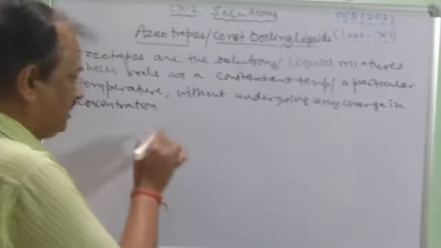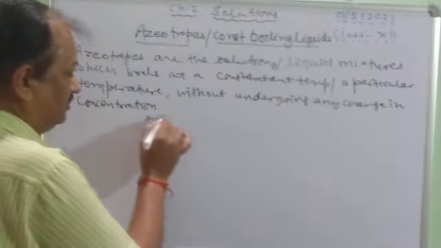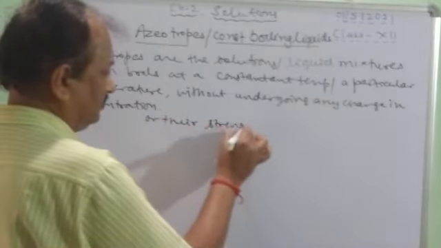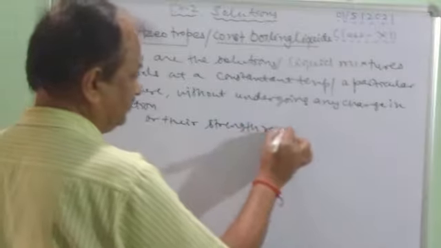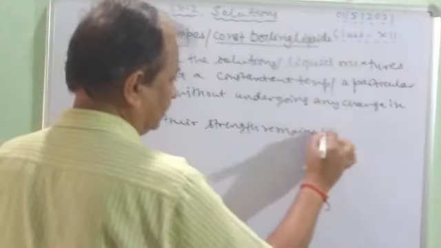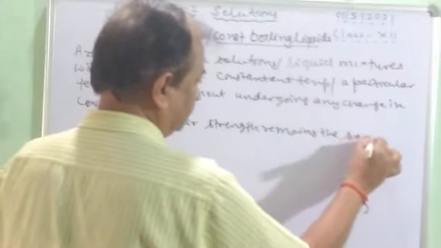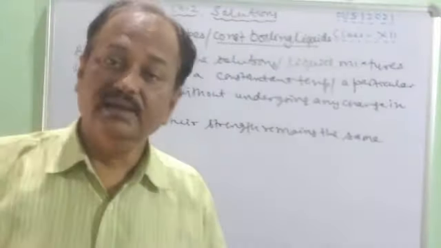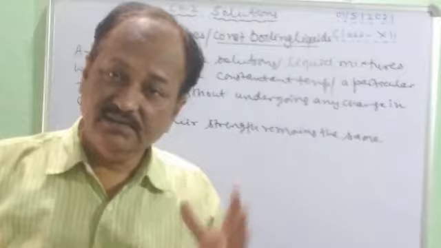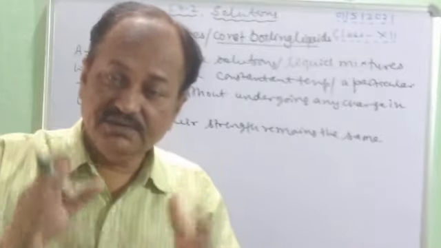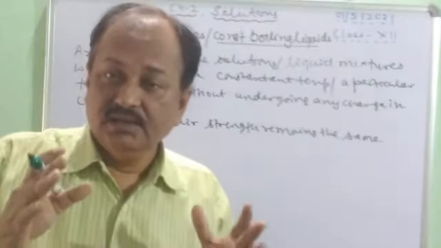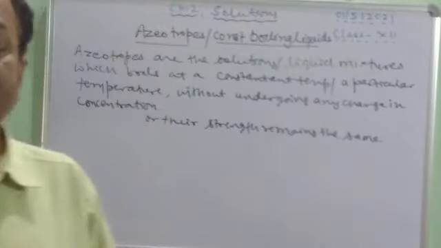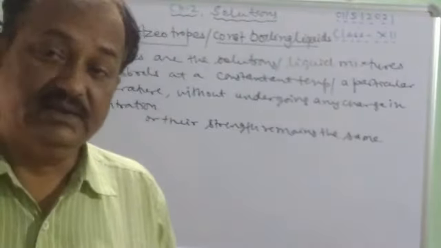Their strength remains the same. Actually, azeotropes have a particular tendency, and as a result, there is a very strong or very weak force of attraction between different particles, that is solute and solvent.